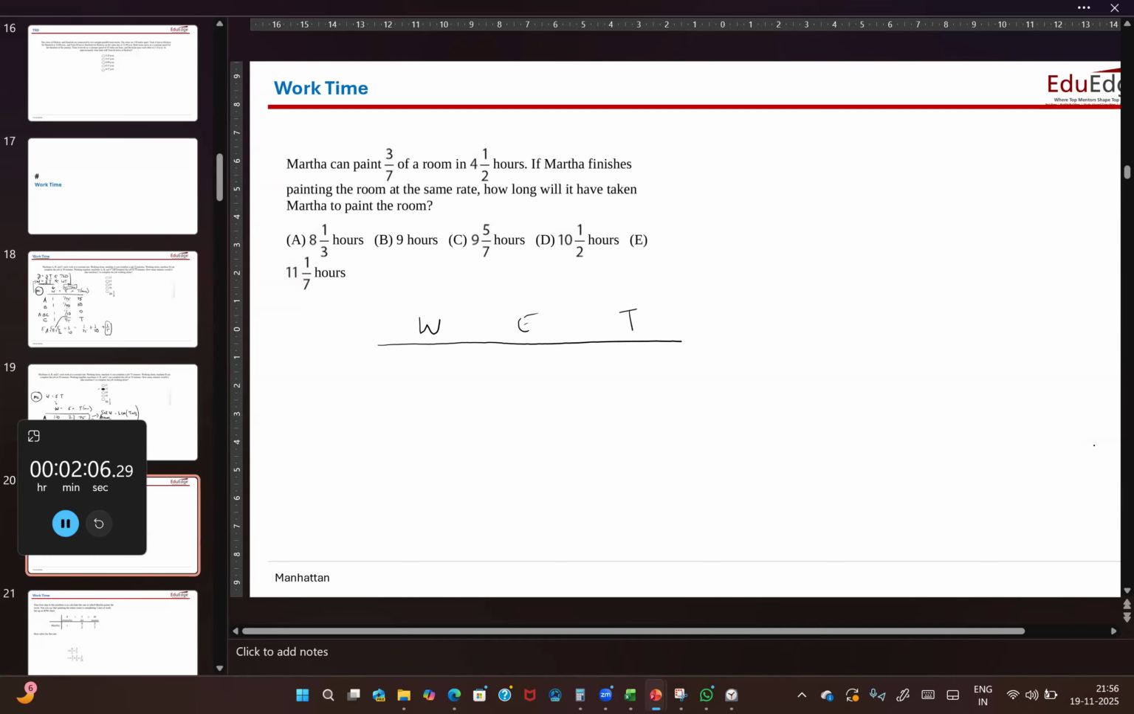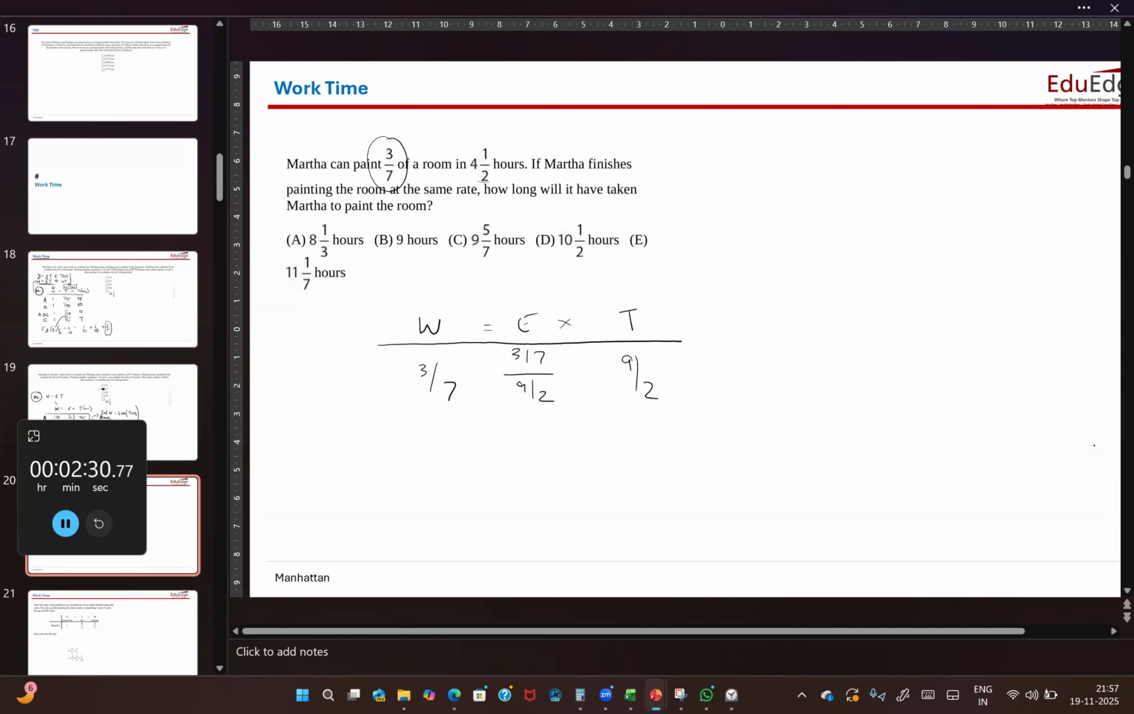Okay. Let's take a step back. Work is 3/7 completed in 4 and a half hours. Now everywhere we have fractions, so I'm not going to convert into decimal. I'm going to retain fractions, 9/2. Efficiency can I say is work divided by time. So it's 3/7 divided by 9/2.